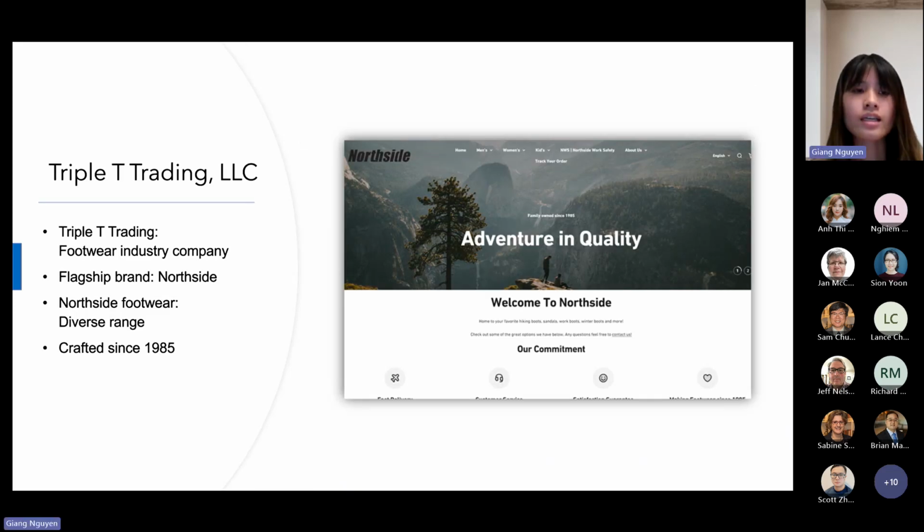Triple T Trading is a footwear industry company, founded in 1985, with their flagship brand being Northside, and their product is offered to all genders with a diverse range.